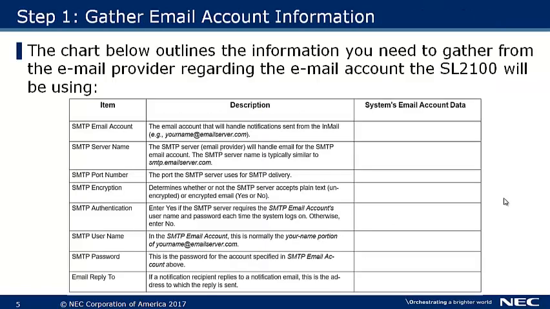The first step in programming email notification is to gather the email account information from the email provider. This information includes the SMTP email account, the server name, the port number, if encryption will be used, if authentication will be used, the username, the password, and an email reply to address that's not the same as the email account address.